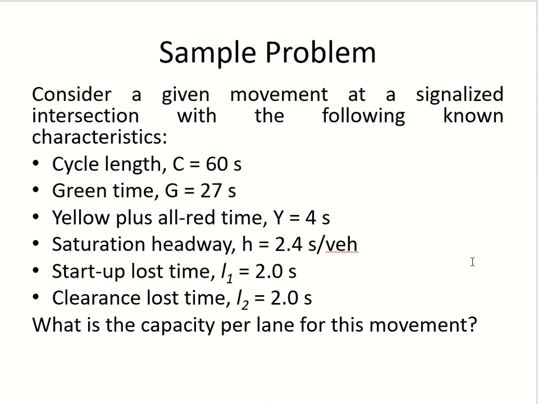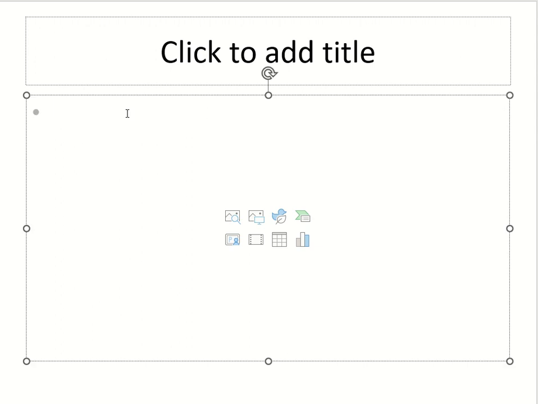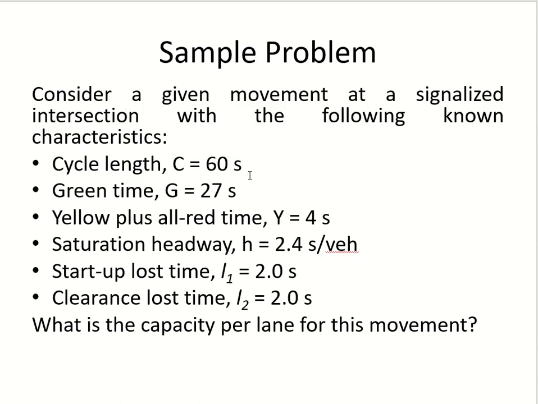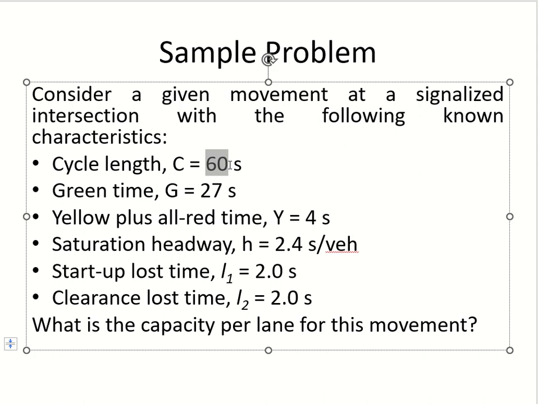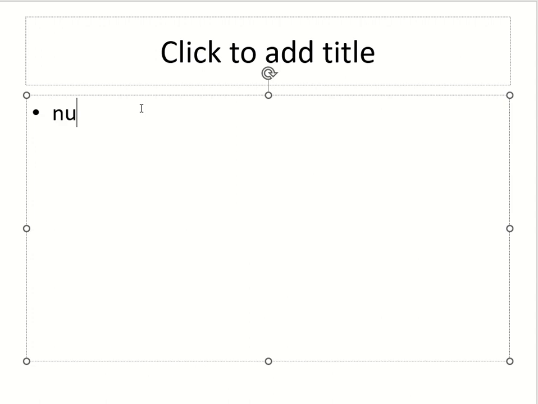Okay, like I said, there are two ways to solve this problem. We'll look at both of them. Okay, the first one is by using the total effective green time. Okay, how much is the cycle length? 60 seconds. So in 1 hour I will have how many cycles?